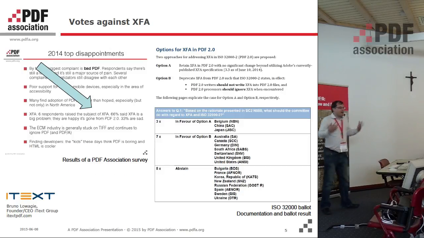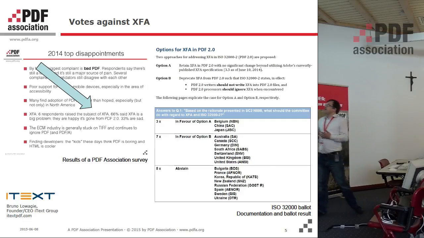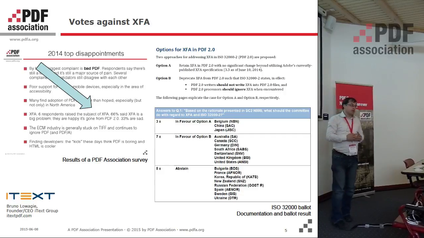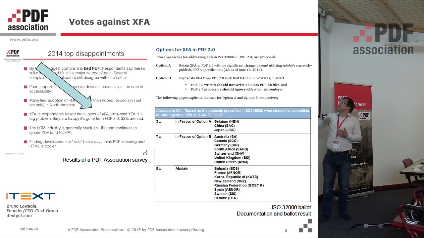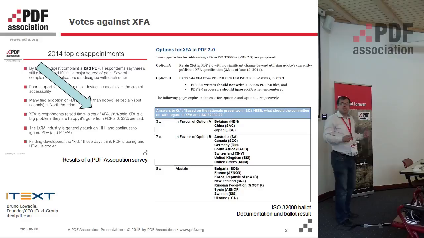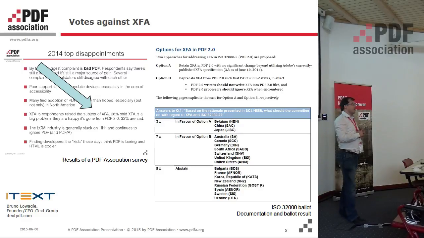Okay, so why am I asking these questions? Well, there has been a survey performed by the PDF Association, and one of the questions was, what are your top disappointments in 2014? And 60% of the people said, well, XFA is a big problem, and we're happy that we'll get rid of it. And 32% were sad. Now, those look like incredible numbers, 66%, but actually there are only 6 respondents who talked about XFA. So that's 4 against 2.